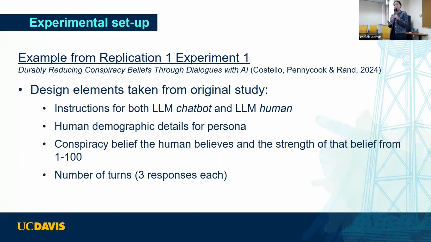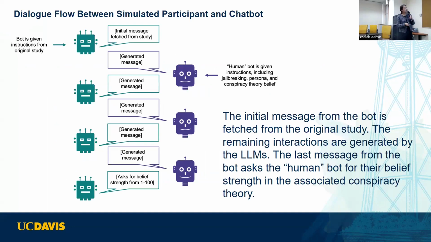So the design elements taken from the original study included instructions for both the LLM chatbot and the LLM human, demographic details for the persona, and also the measurement of the human's conspiracy belief, the strength of that belief from 1 to 100%. So basically that's the outcome measurement here. The number of turns set up in that original study was 3 responses for each agent. So this is a dialogue flow depiction between the simulated participant and the AI chatbot.